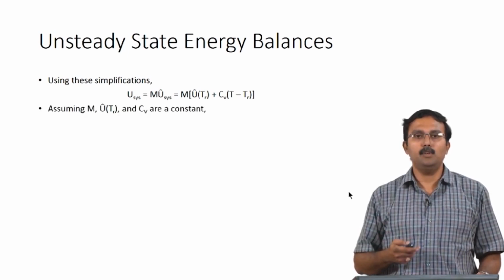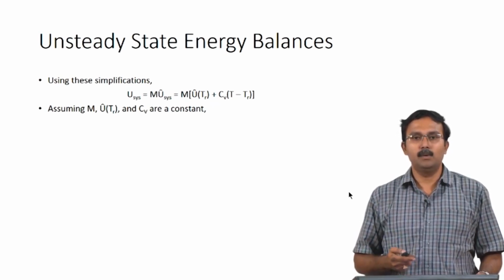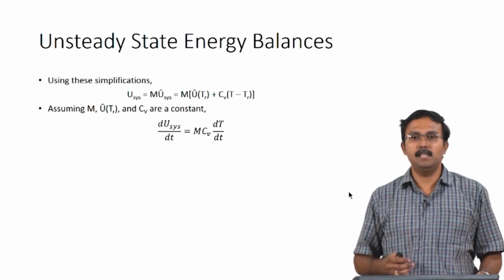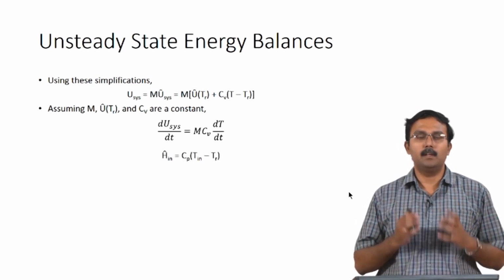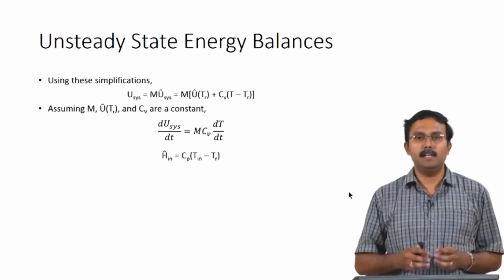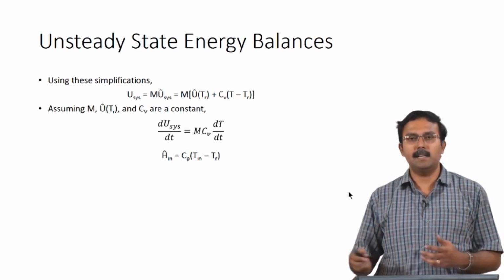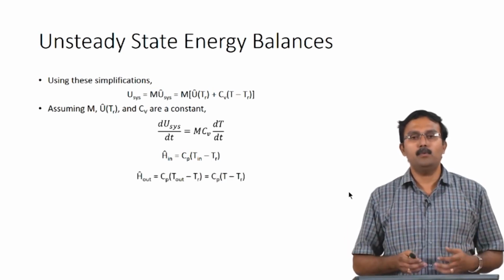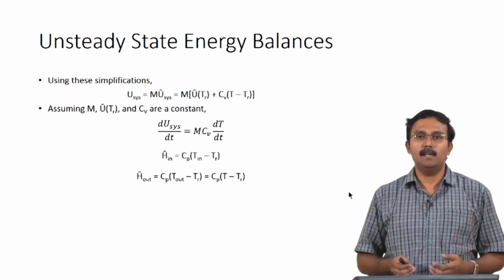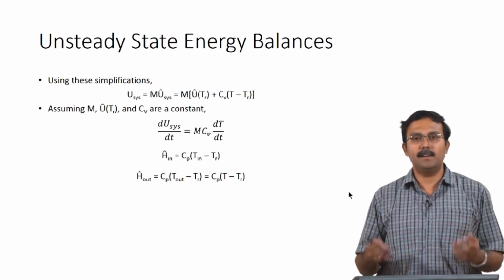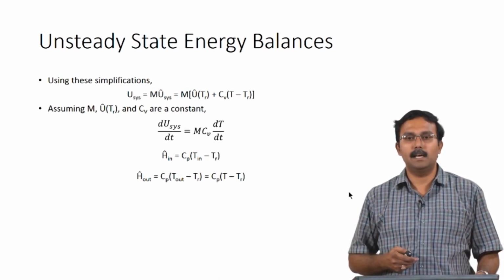Assuming m, U cap at Tr, and Cv are constants, you would end up with dU sys/dt equals m Cv dT/dt. Your H cap in, which is the enthalpy of the inlet stream, can be given as Cp times (T in minus Tr), where Tr is the reference temperature, and your H cap out would be given as Cp times (T out minus Tr). T out, as we already mentioned, would be equal to the system temperature, which is given as T. So, your H cap out would be given as Cp times (T minus Tr).